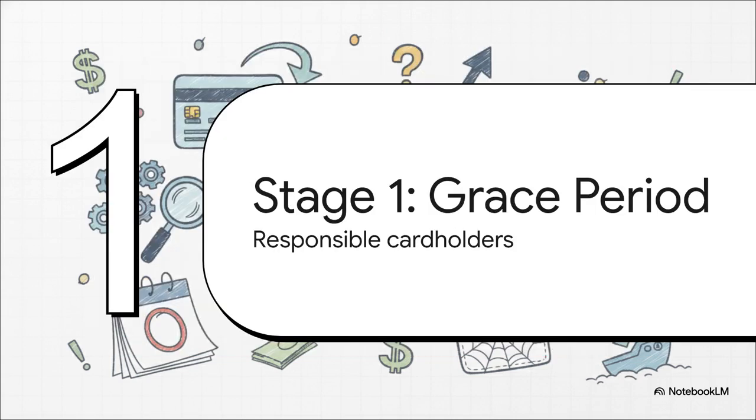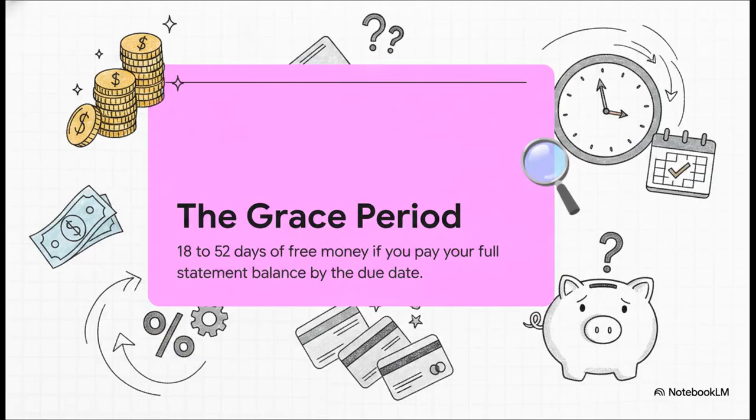Section 2, Stage 1, the grace period. This is where responsible cardholders live. We're starting in the light here, which is the absolute intended, optimal way to use a credit card, where you pay exactly 0 rupees in interest. Think of the grace period as 18 to 52 days of totally free money lent to you by the bank, provided you pay your full statement balance by the due date.